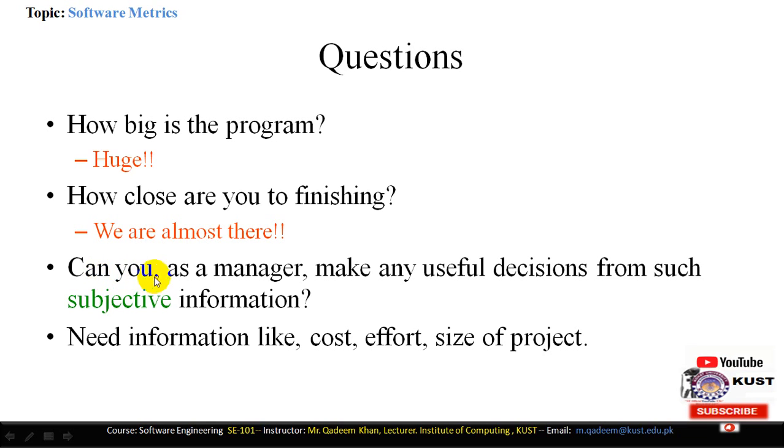Similarly, can you as a manager make any useful decision from such subjective information? For example, these are subjective information: huge, almost done, very small project or very large project. These are not quantitative information. So we need information like cost, effort, size of the projects, and all these should be in numerical format. If they are not in numerical format, we cannot make any sort of decision about the project. So that's why there is the need of software metrics.